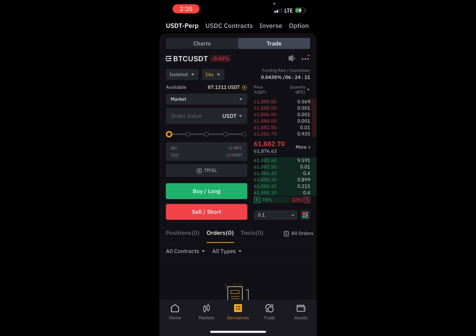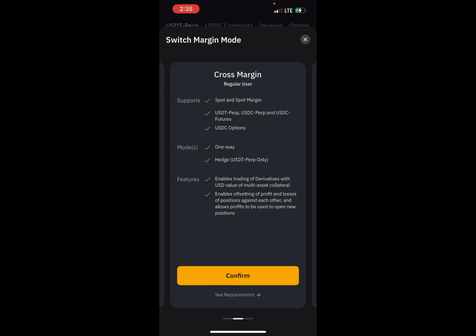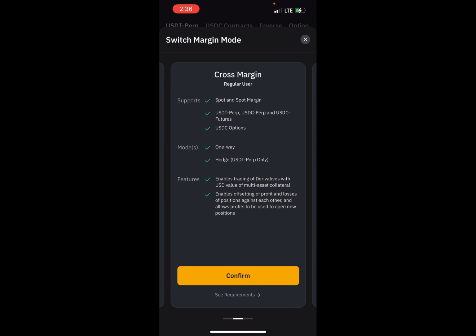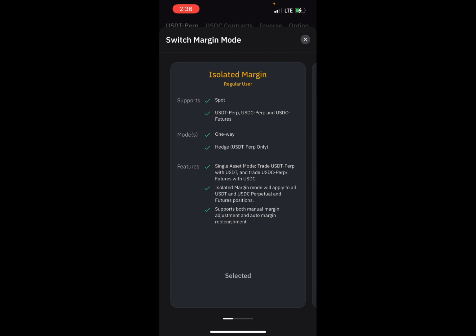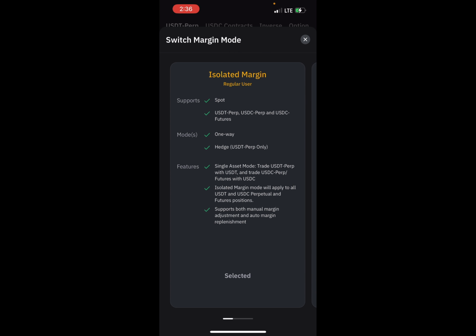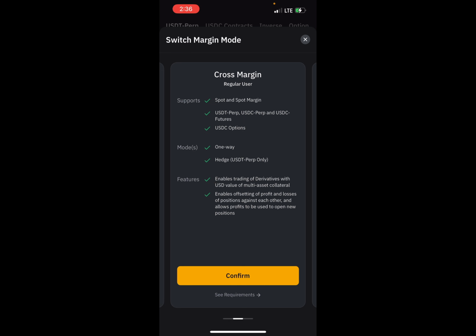Now let me explain something here. We have isolated margin, we have cross margin, and we have portfolio margin. As for me, I always like selecting isolated margin. So I'm going to explain the difference between isolated margin and cross margin. Isolated margin is for regular users, and then we have cross margin, which is for regular users as well.